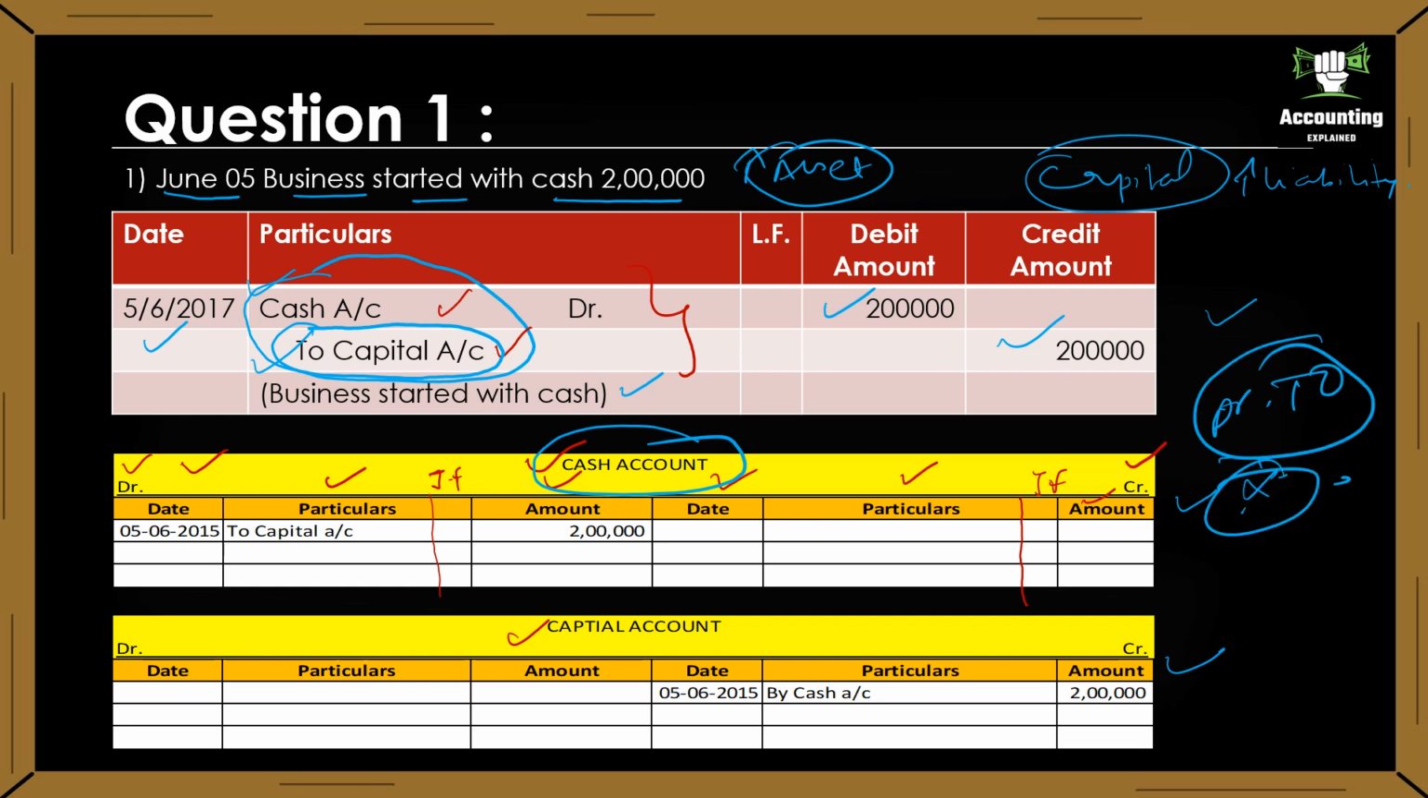This I have already explained elaborately in the part 1 video of ledger. Now I will go a little faster. Okay. So to capital account you are debiting rupees 2 lakhs and the date is also the same, 5/6.